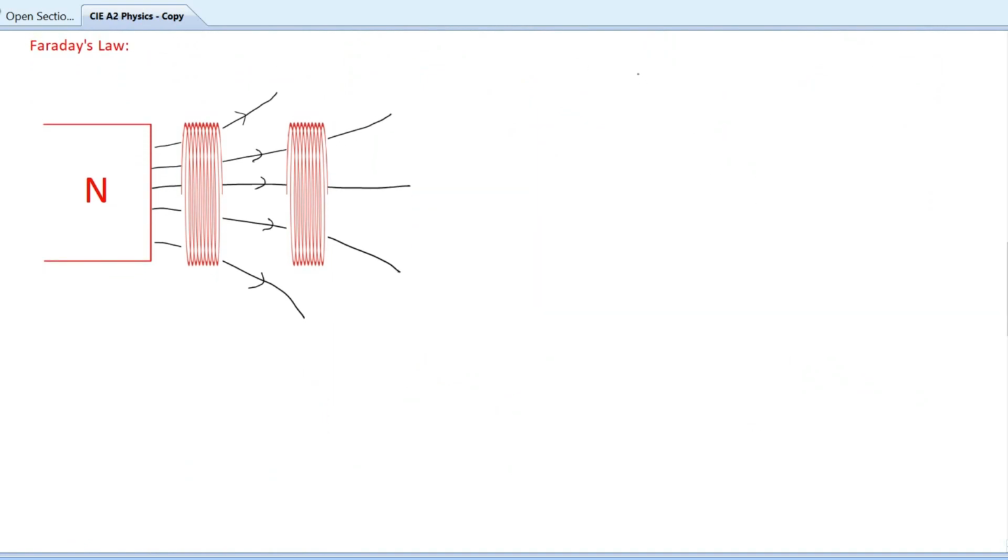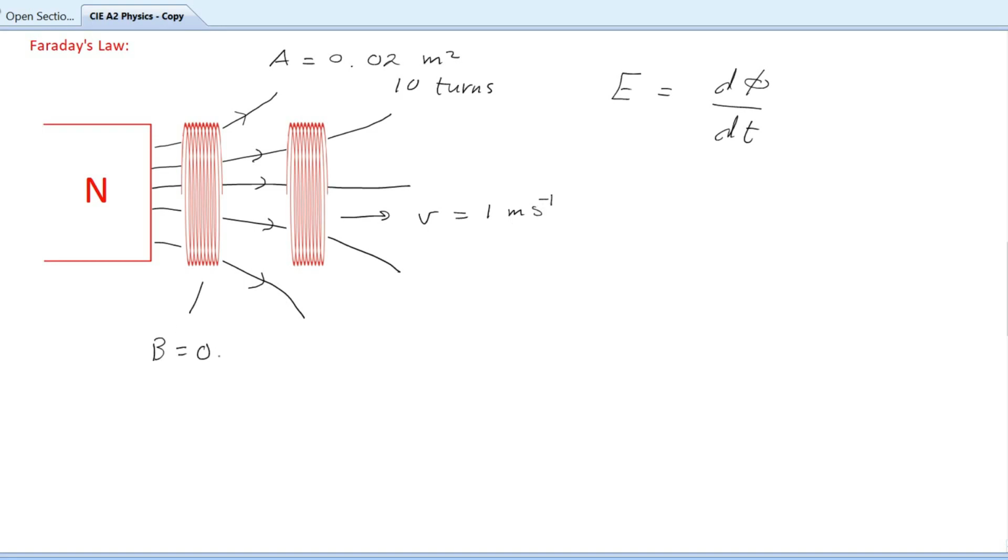So how can we use Faraday's law? Faraday's law states that the induced EMF is equal to the rate of change of flux linkage. So an example would be if you have a coil which has an area 0.02 meters squared and has 10 turns and moves at a speed of, for example, let's keep it simple, 1 meter per second, from a region where the flux density is 0.5 Tesla to a region of 0.3 Tesla.